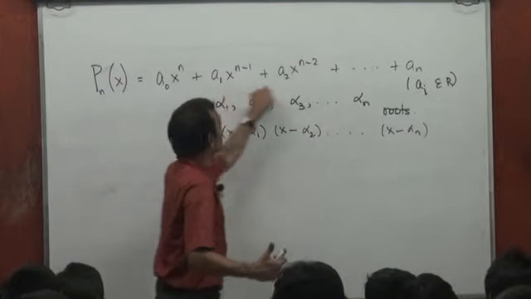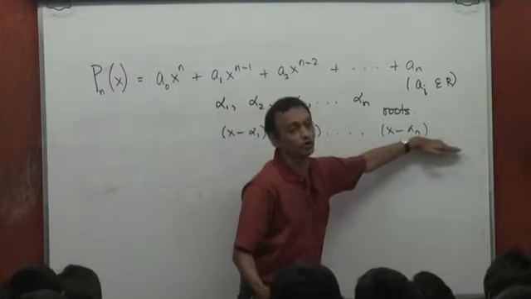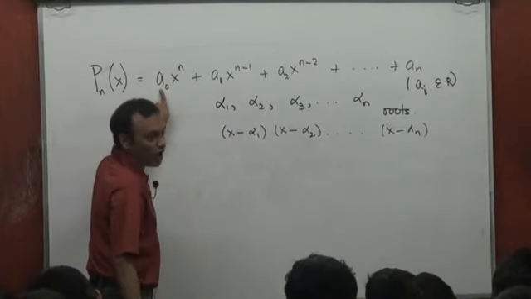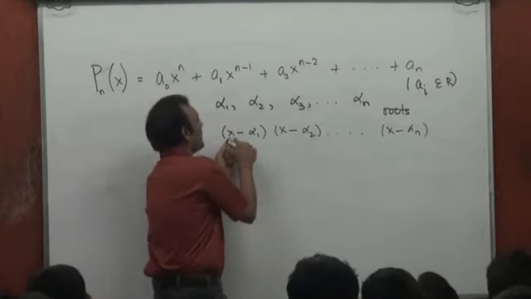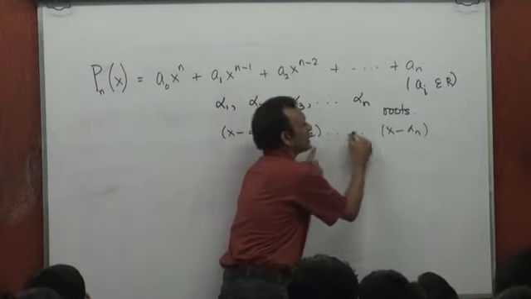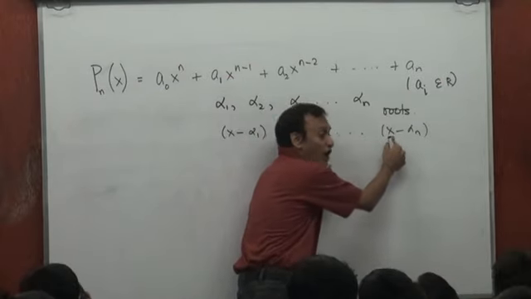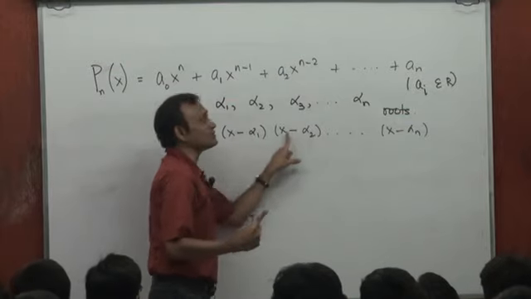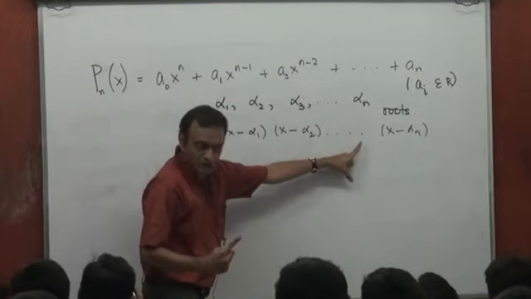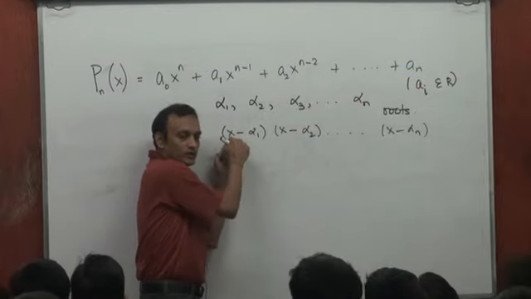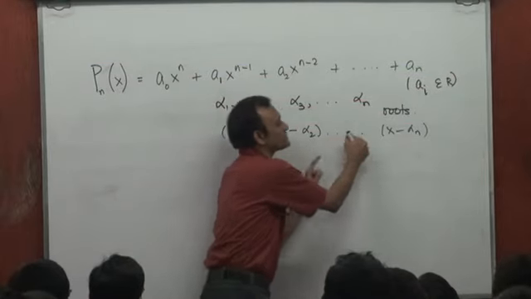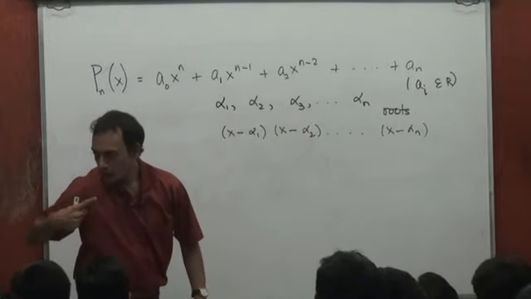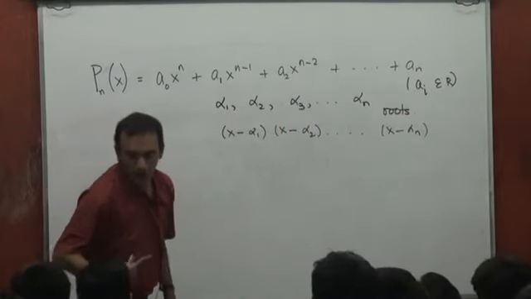Now, this expression cannot be identically equal to this expression. Reason being, coefficient of x to the power n on the left is a naught, but on the right hand side, x into x into x, which is x to the power n, has coefficient not a naught but 1. You multiply this out, you will have x power n, and the coefficient is no longer a naught but 1.